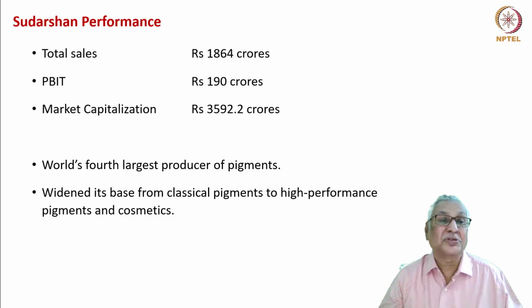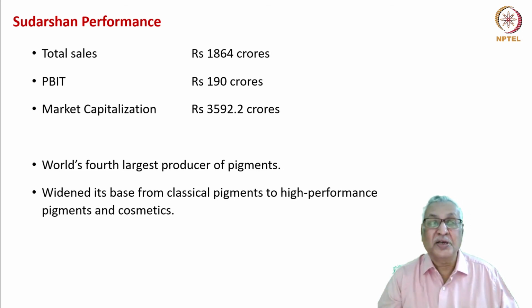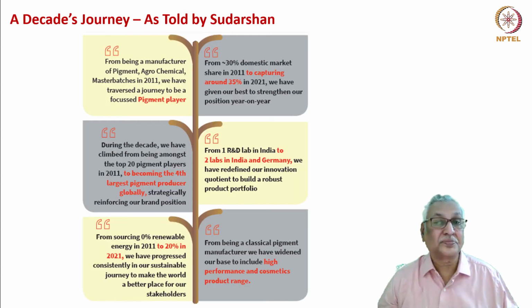How has been the performance of the company? It is not too small a company, nor is it too large a company. It has a turnover of 1864 crores in rupees, a PBIT of 190 crores, that means 10% profit margin. Market capitalization is twice that of the sales at rupees 3,600 crores approximately. Point to be noted, it is the world's fourth largest producer of pigments. It has widened its base from classical pigments to high performance pigments and cosmetics. That's the trend of the company.